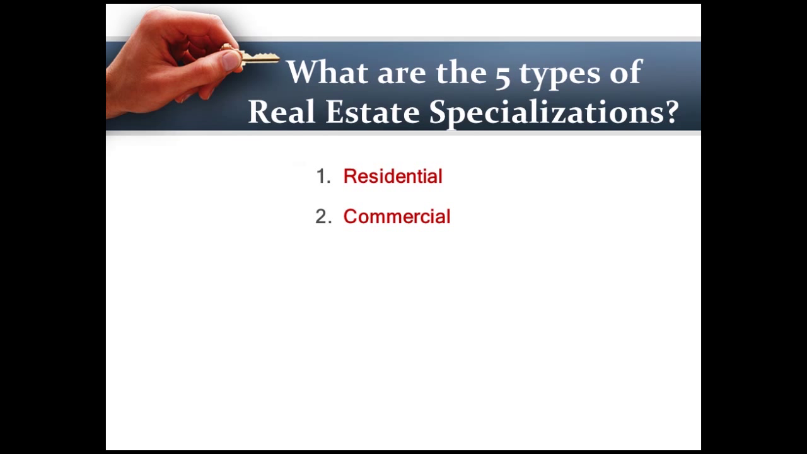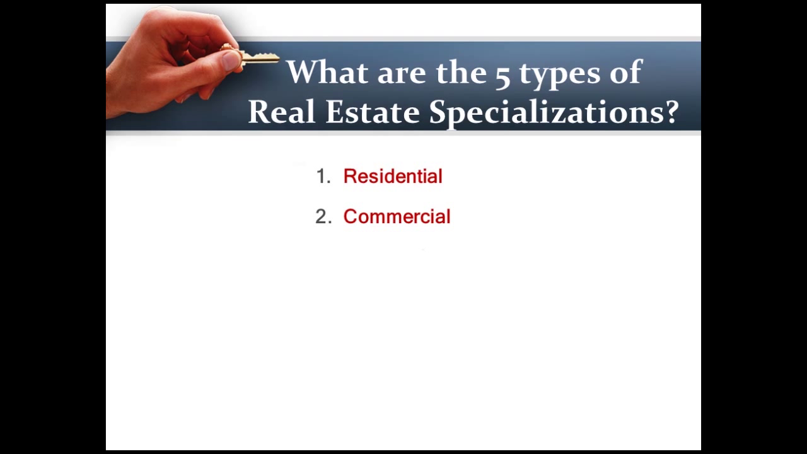Now, you see number 3 is industrial. Don't get confused. I said commercial is anything other than residential. So you have residential and everything else is commercial. We will divide commercial into subsections. But right now I want you to know you have residential or you have commercial. That's 100% of the sales. There are 5 specializations, but there are residential properties and everything else is commercial.